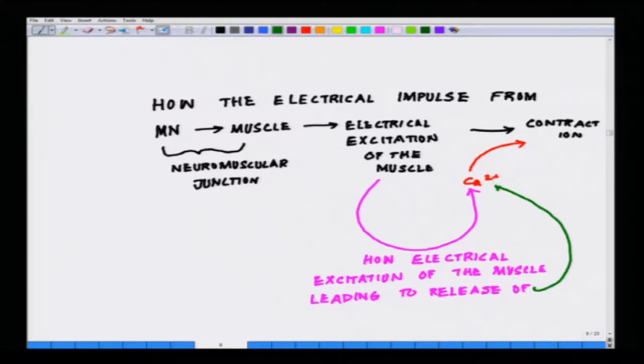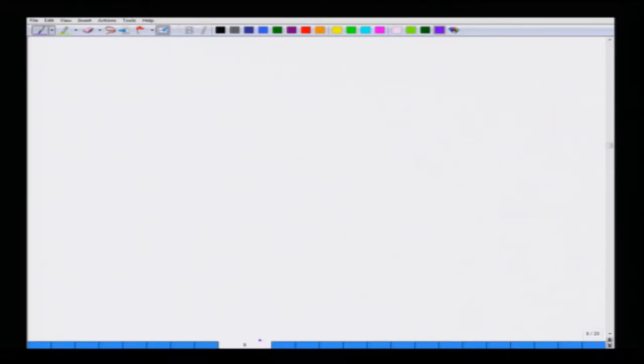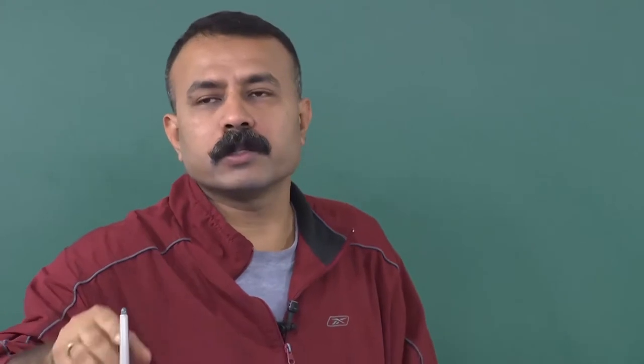This is what is essential for us to understand, because we have already talked about the contraction, which is governed by the sliding filament, and the power stroke and everything, which is part of it. In order to understand this part, we have to look at the muscle geometry again. We have to revisit the whole muscle geometry.